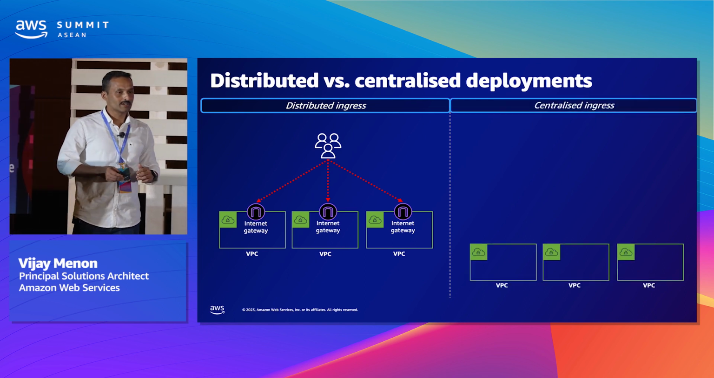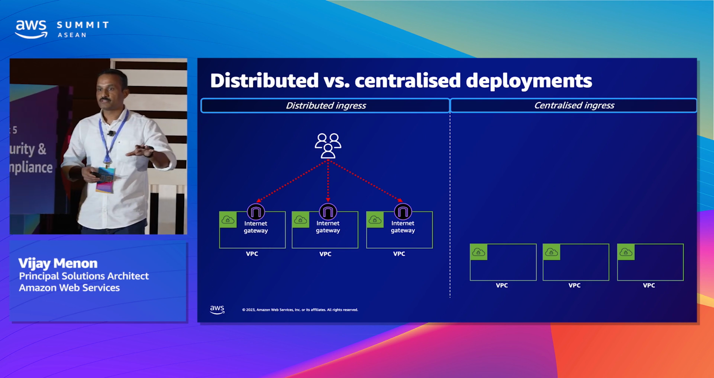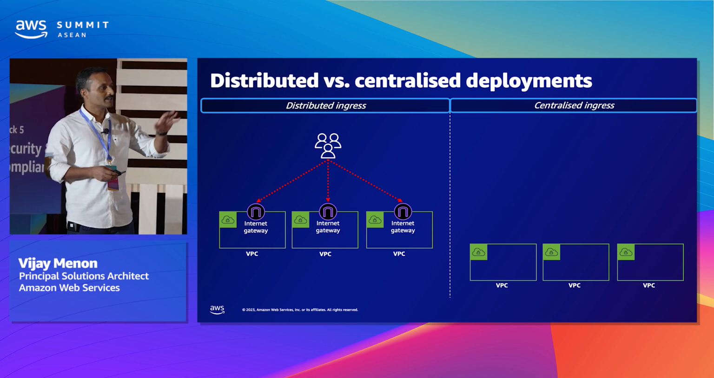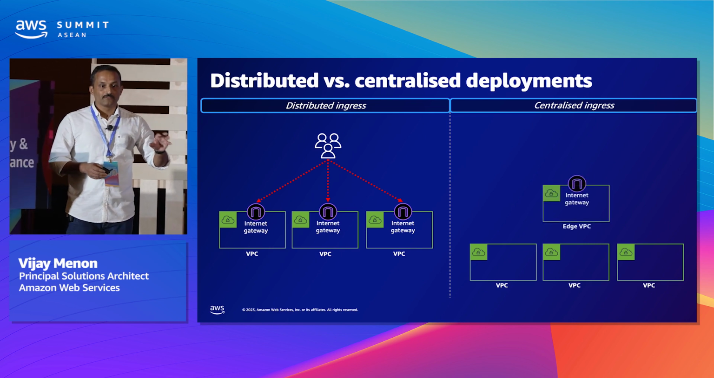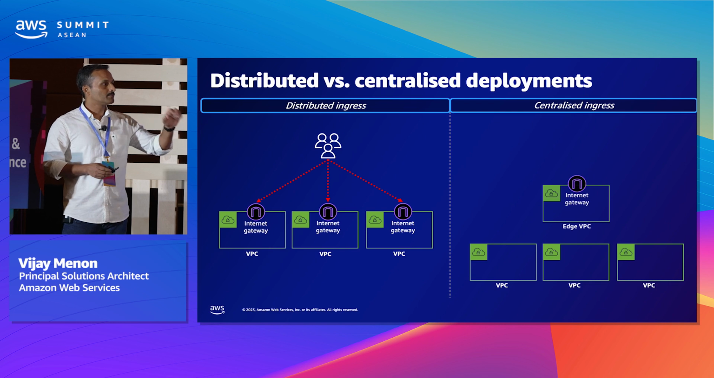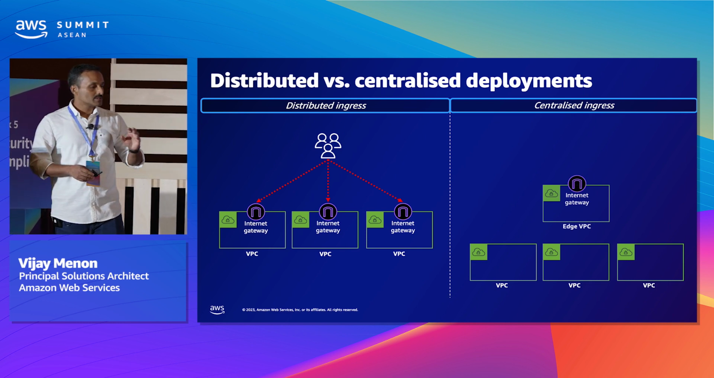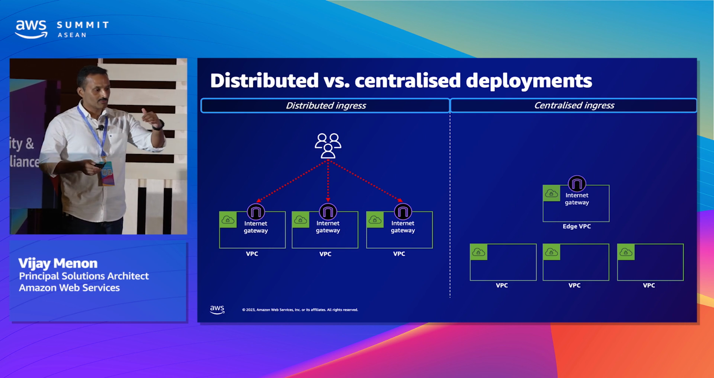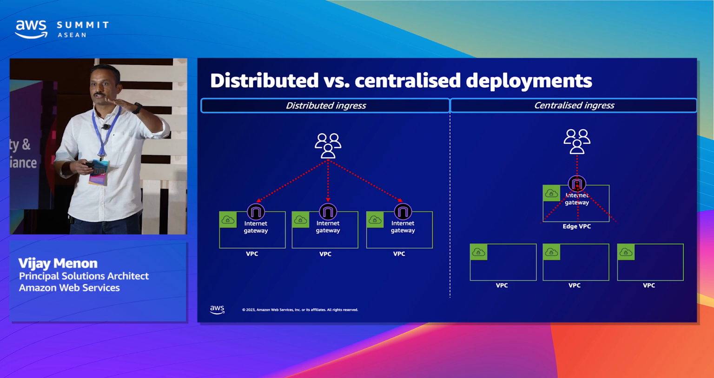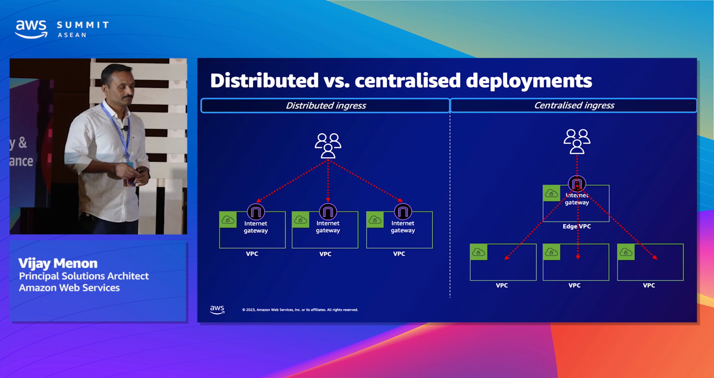Versus if you look at centralized, the applications are still running in your individual VPCs, but these VPCs do not have direct access to internet. You deploy an edge VPC which has access to internet, and you deploy all your security controls in this single edge VPC. And when users are accessing your application, it's going to come to this edge VPC, get screened there using the security controls you have in place, and then it's going to hit the backend VPCs.